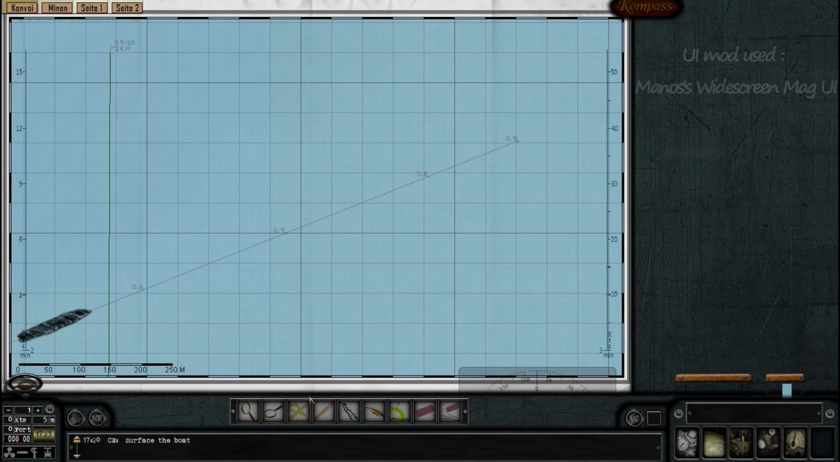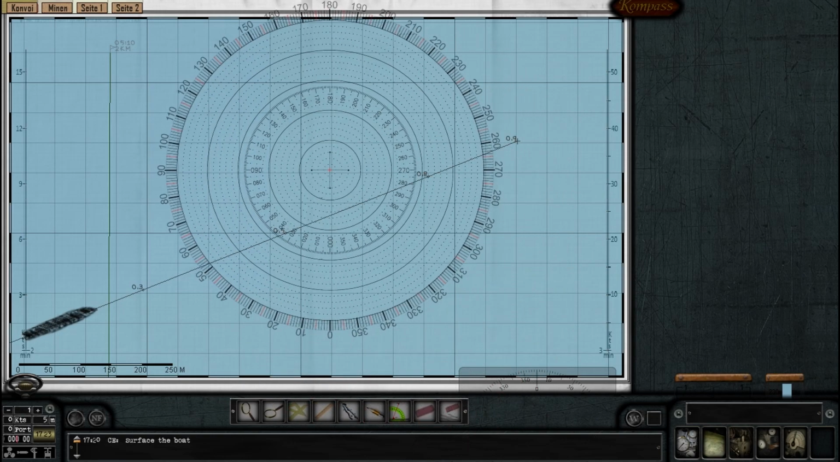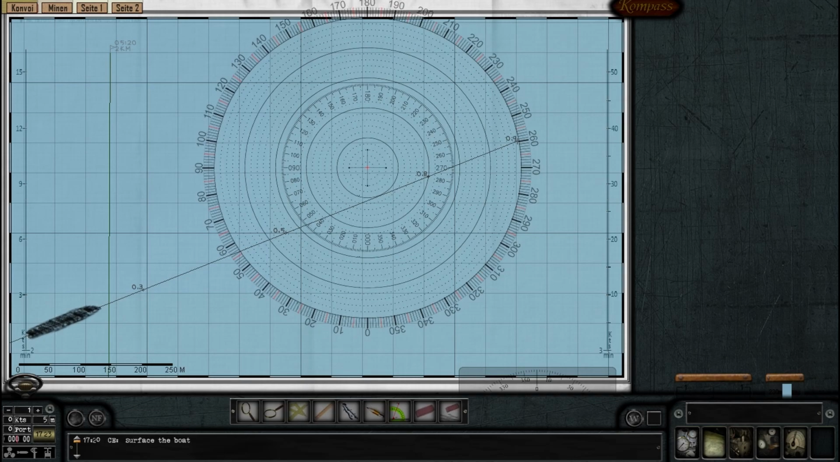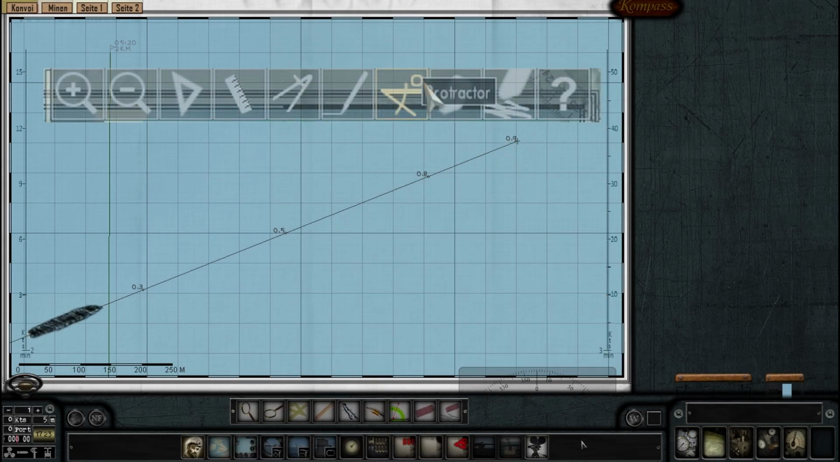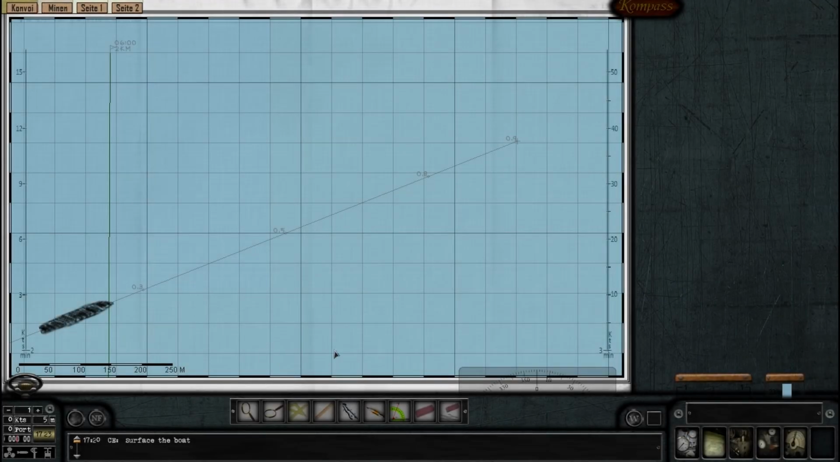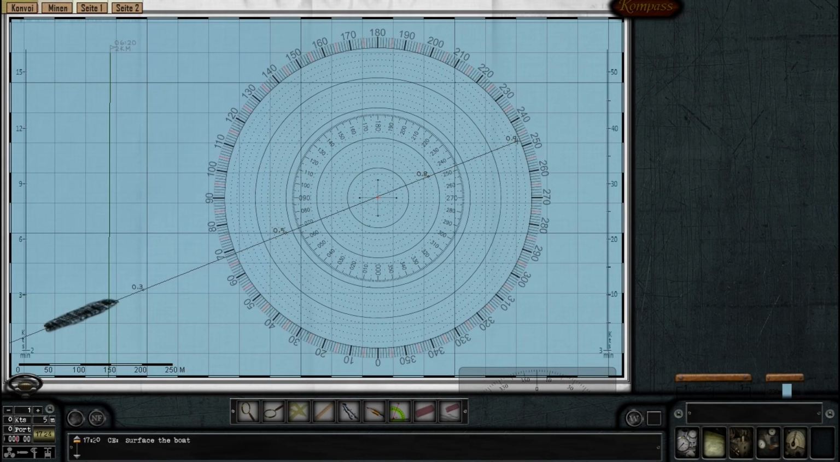And right now I'm playing with Mag UI, okay? And in Mag UI the helper tools are always enabled. If you're playing with the vanilla UI or some other UI where the helper tools are not available, you'll have to click the question mark button. On Mag UI, which is a UI that I really like, the helpers for the tools are on by default.